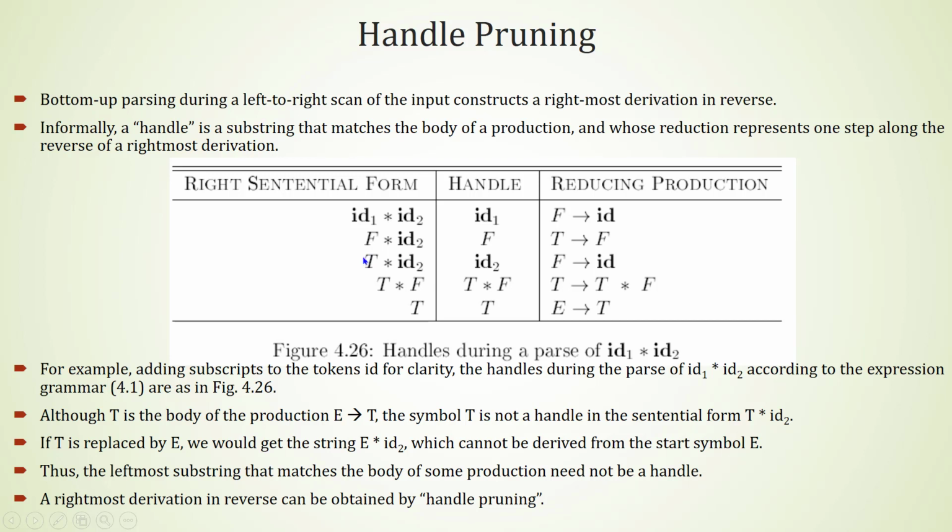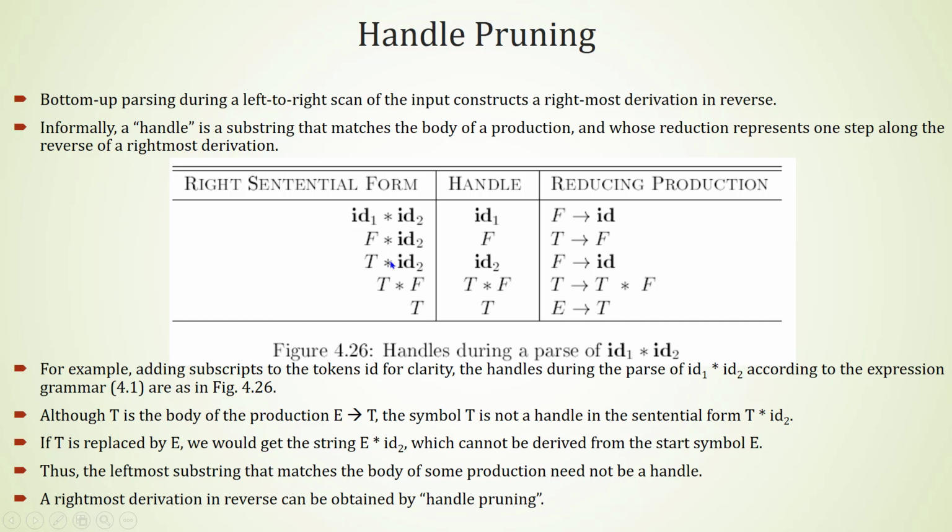Here we can apply some E gives T to this substring T. But if we apply that production, we will not get the desired result. So that's the meaning of this line. Although T is the body of the production E gives T, the body of the production means the right hand side of the production. The symbol T is not a handle in the sentential form T star id2.